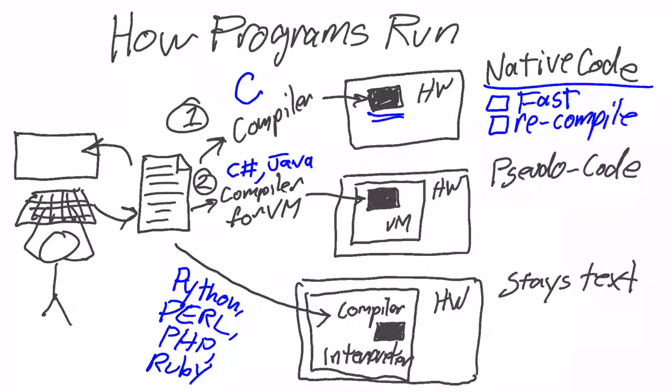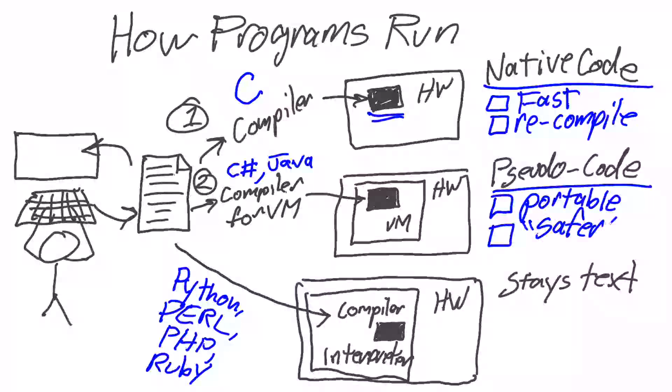As opposed to virtual machines, where that compiled P code is portable between different types of hardware. It also is arguably safer. I'll put it in double quotes. All those concepts of code execution isolation, keeping it separate from the native hardware.